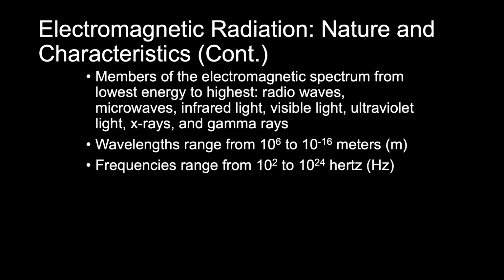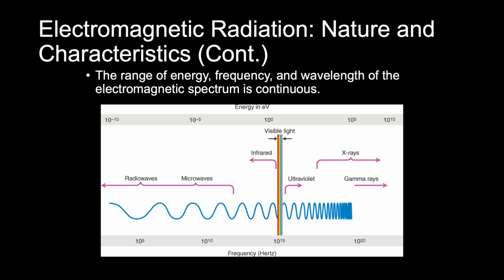The members with the highest energy and the shortest wavelength are the most ionizing. So the members to the right on the electromagnetic spectrum, which would be to the right of the visible light, are going to be your more ionizing. And then the members to the left of visible light are less or non-ionizing. The ranges of energy, frequency, and wavelength of the electromagnetic spectrum are continuous. That means one constituent blends into the next.